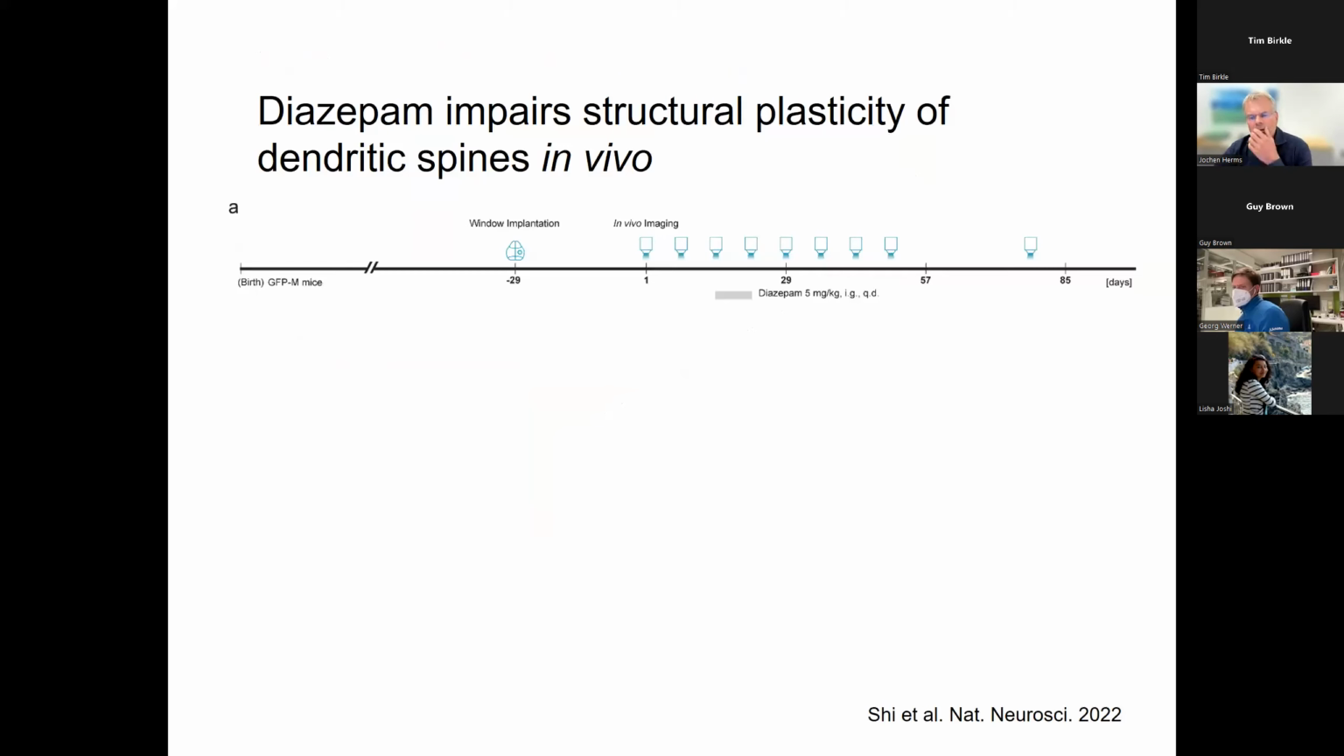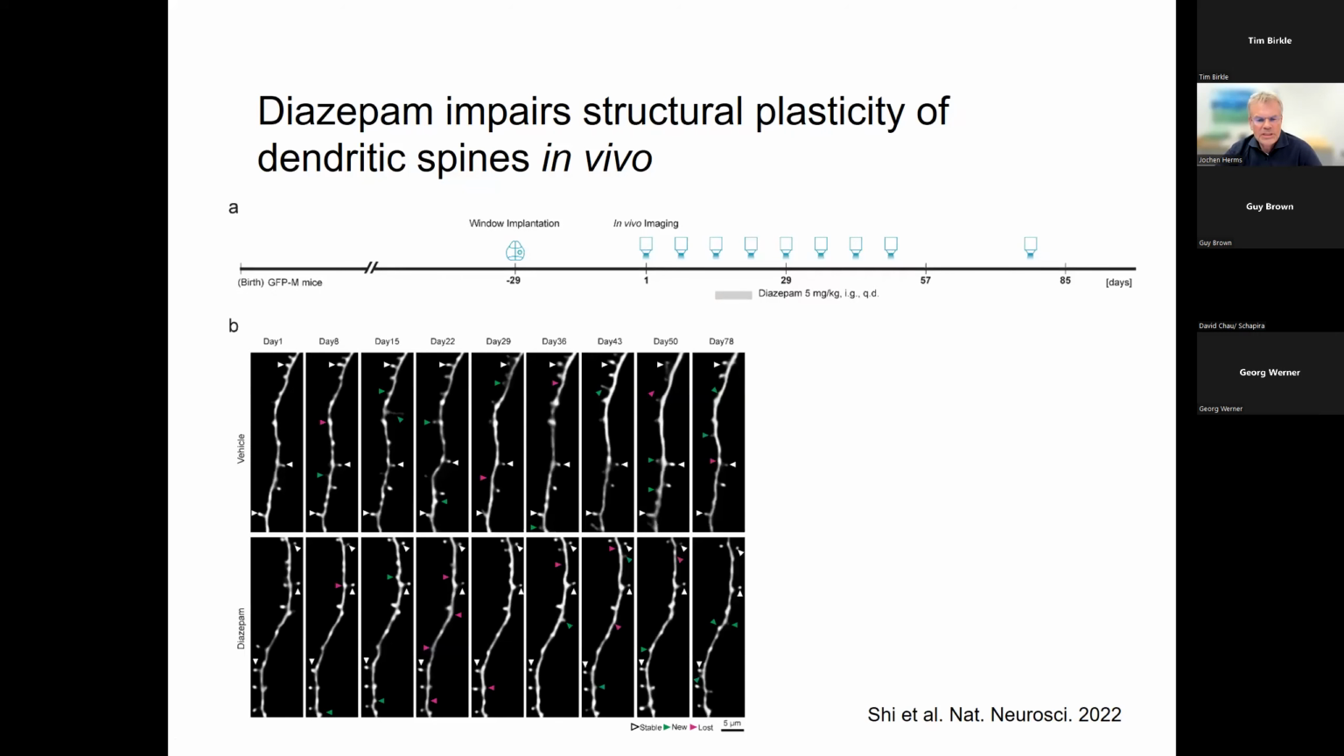So in order to get an idea whether diazepam impairs synapses, we implant a glass window in wild-type mice. And then we imaged every 5 days prior to the application of diazepam, throughout and afterwards, to look whether the diazepam dose, which is comparable to a human dose, does something to spine plasticity. So this is the image we usually get. This is one dendrite in vehicle and one dendrite in the diazepam condition over time.